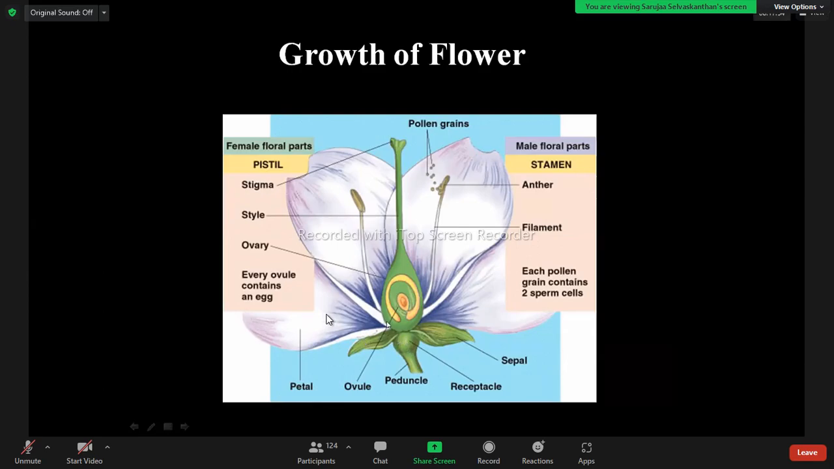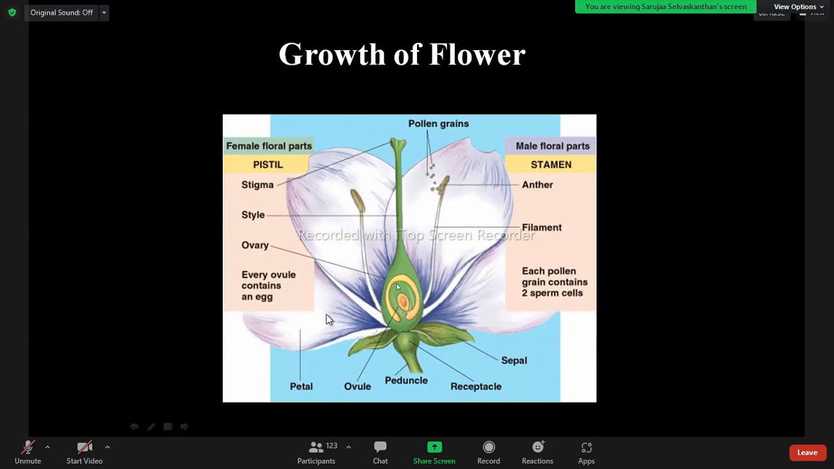right? And this one, this is ovule. Ovary is there. This is ovary, right? This is style, and this top is stigma, right? Here, the other side, this is filament. Anther is there, right? The pollen grains are there. We can see the pollen grains in the anther, right? This is a typical flower.